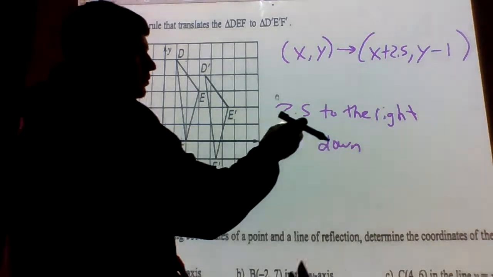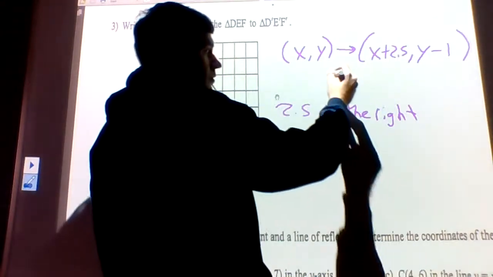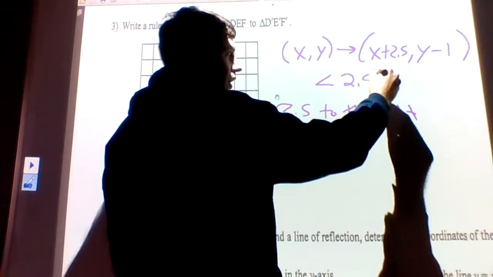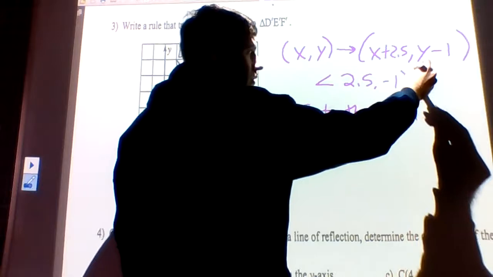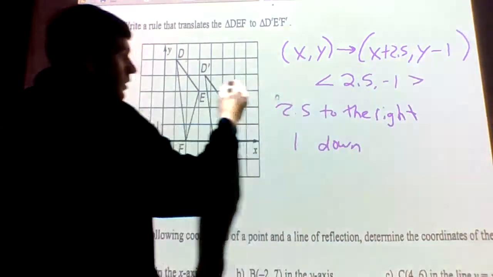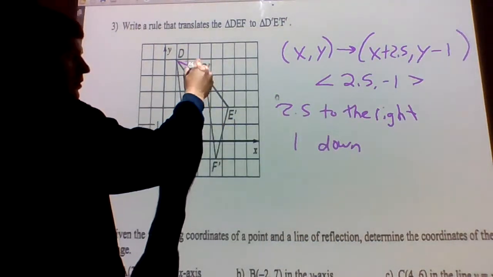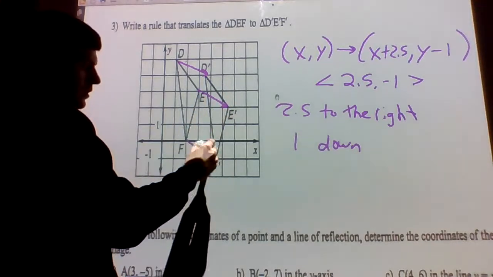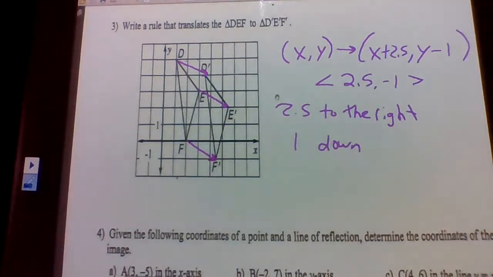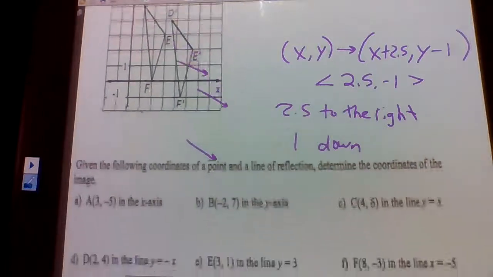Right, and again, this is the point coordinate. If we wrote that as a vector, it would be 2.5, -1. And again, the vectors show us the distance and the magnitude and direction that we're shifting all these points. Okay. Number 4, they're giving us the reflections. We need to find the new point.